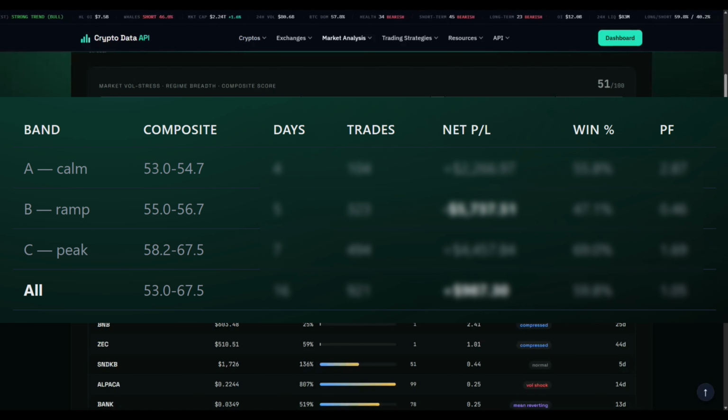I separated this composite score into three data ranges. So band A is the calm market between 53 and 54.7 composite score. Band B is the ramp market, which is the transition between 55 and 56.7 composite score, and band C, which is the peak market volatility, which is above 58.2 composite score.